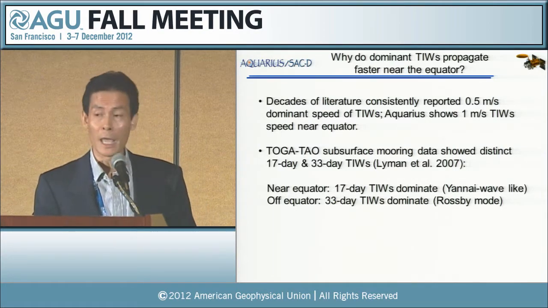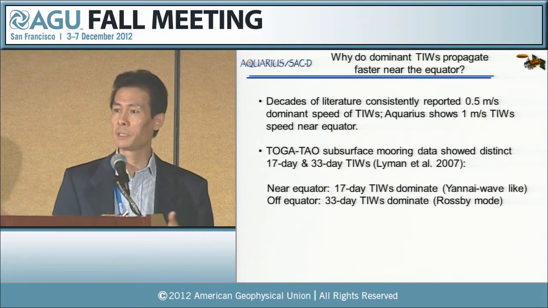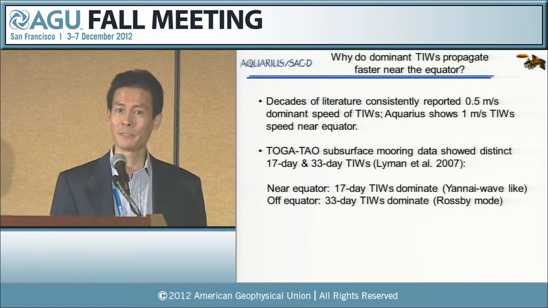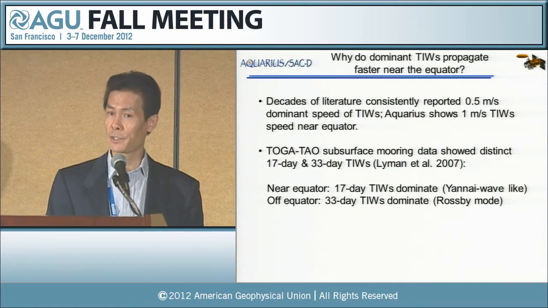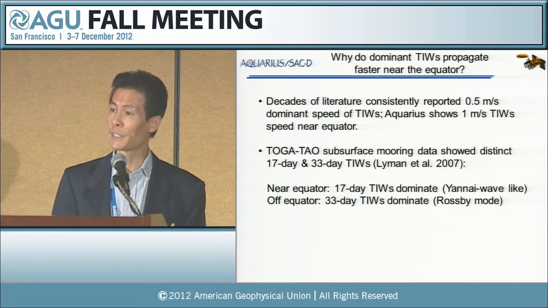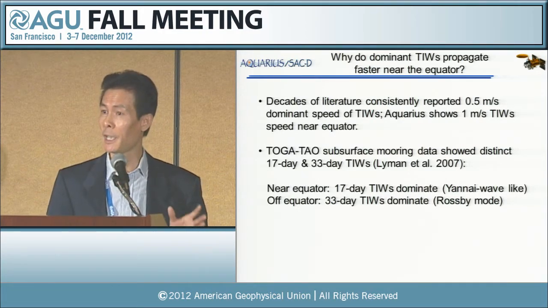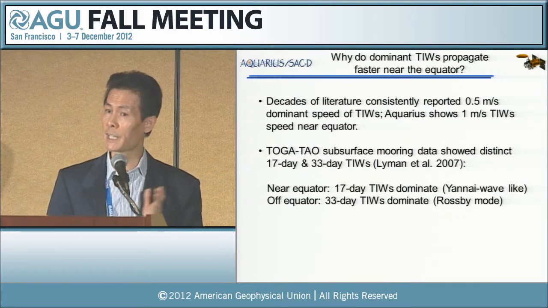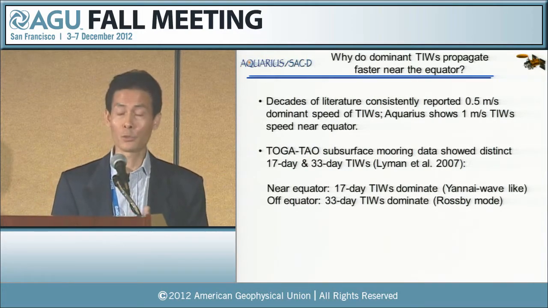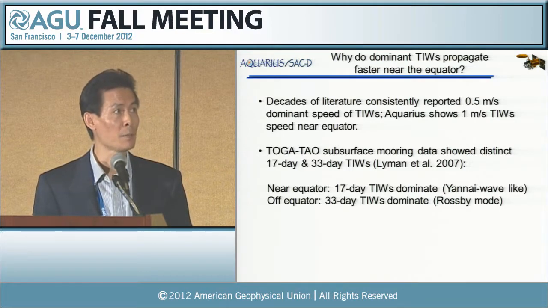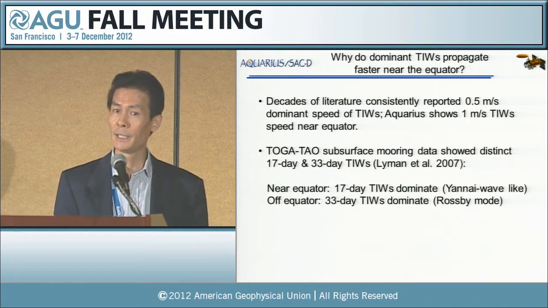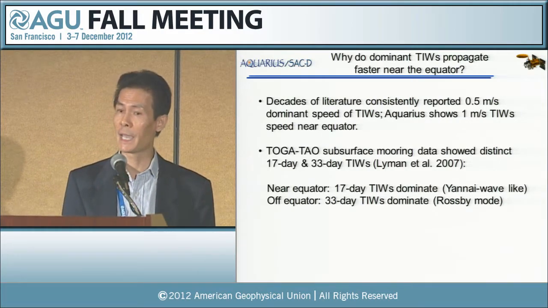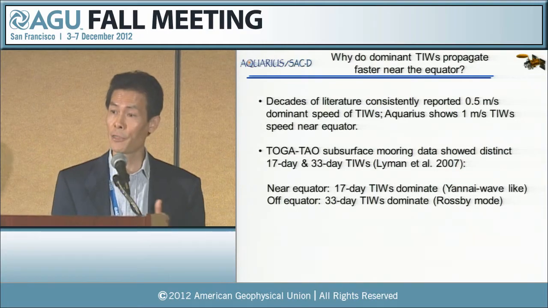So at first, I thought that the difference between propagation speed on and off the equator was probably just reflecting different advection by the equatorial mean current. As it turns out, further analysis of the data in different frequency bands rejected that hypothesis. It turns out that it has to do with two different types of tropical instability wave at two different periods. In fact, there was a paper by John Lyman a few years ago analyzing the subsurface TAO mooring data, and he was able to identify two distinct bands of TIW at 17 days and 33 days.